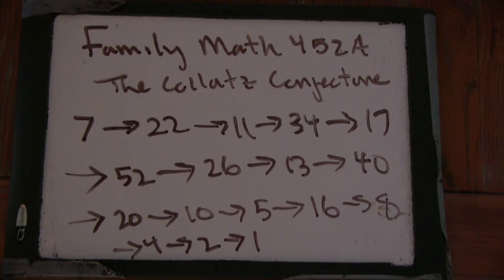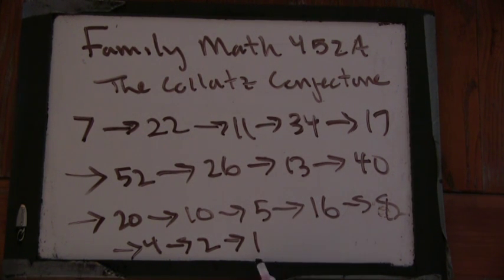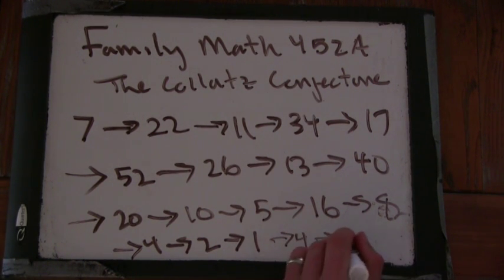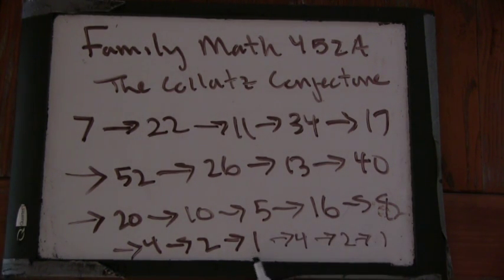Then 8, 4, 2, and then 1. And let me show you why you stop at 1. What would happen if we continued? Well, then you go to 4, and then you go to 2, and then 1. So it's a loop there. Right, so once you get to 1, you're in a loop.